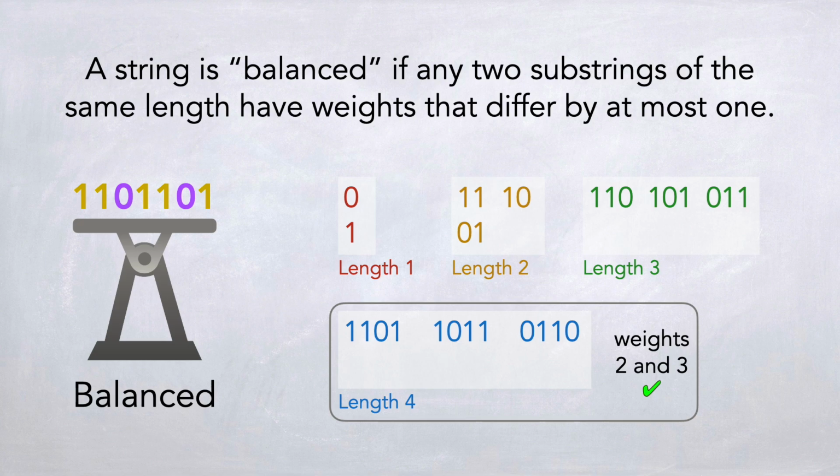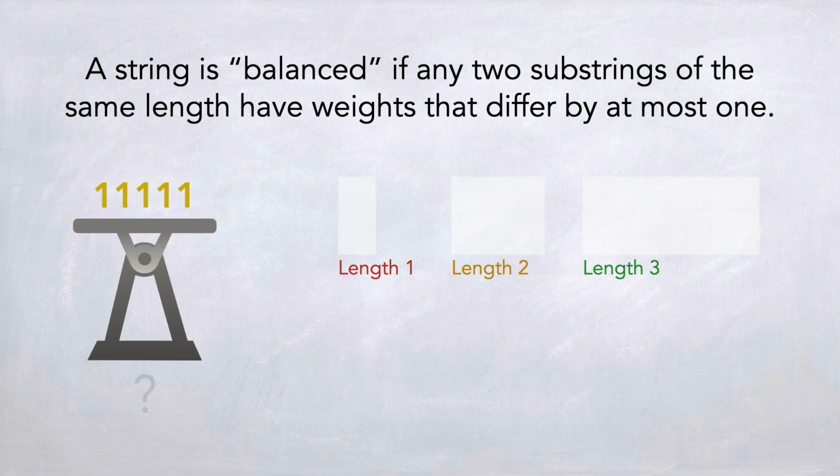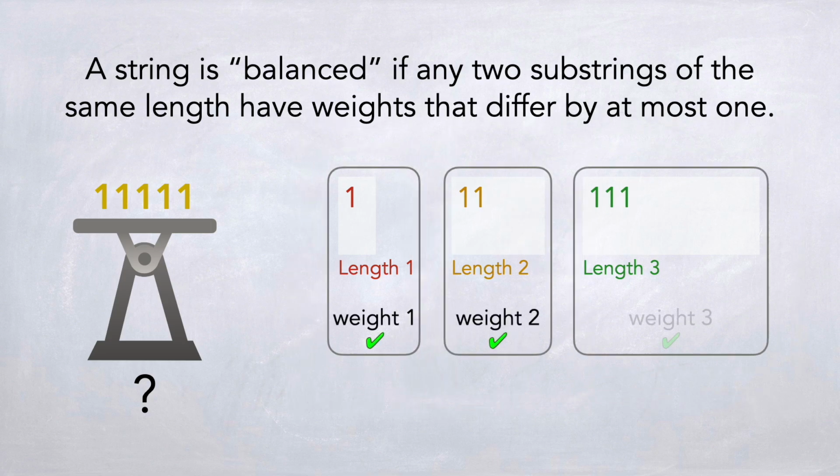The next example is actually much easier. There's only one substring of each length, so any two substrings of the same length will have exactly the same weight, in other words, weights that differ by 0. Any string where all of the characters are the same will always be balanced.